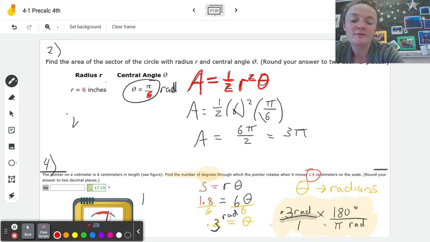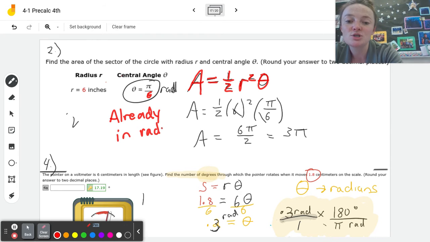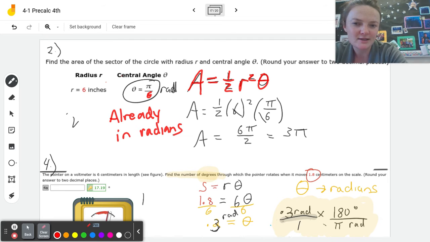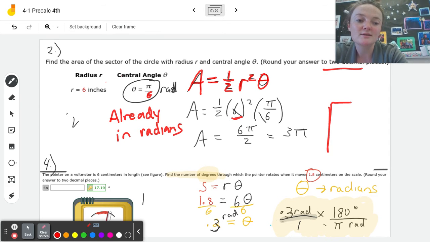What's so awesome about this situation is that the central angle theta is already in radians, which is really important because this equation requires that theta is already in radians. So really the work is already done for us. Plug in 6 for r, plug in theta as pi over 6, and then go ahead and simplify. Whatever 3 pi is, which I don't have my calculator on me, but it's probably like 9.4 or something, go ahead and round that to 2 decimal places. So make sure you plug this into your calculator.